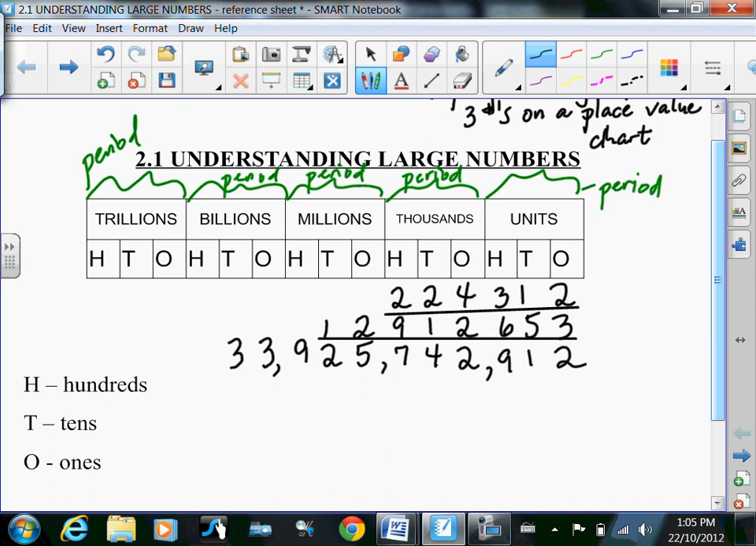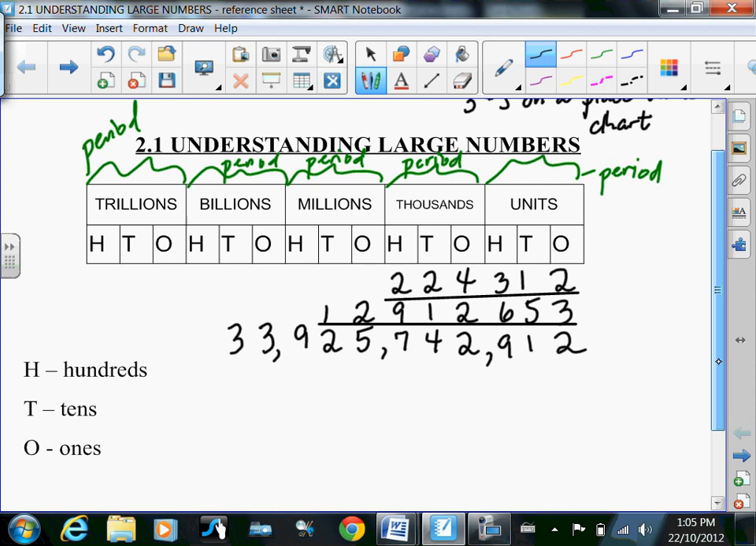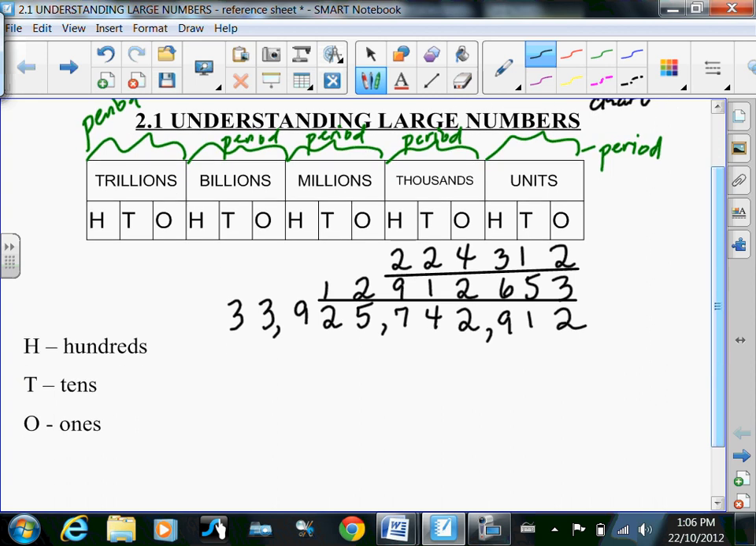So here, again, pause the video if you want to figure out how to say this number on your own. We have 33,925,742,912. Some people make the mistake of saying 742,912. Avoid that because remember, and is reserved for a decimal point. More on that when we learn about small numbers as well.